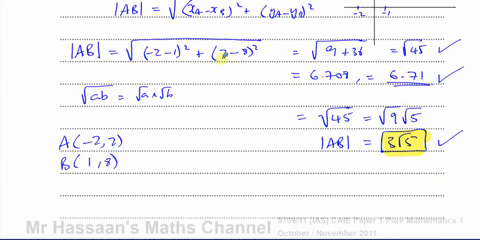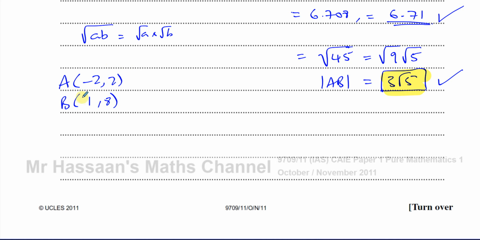So how do you find halfway between 2 points? You add them together and divide by 2. So without having to draw the diagram, you can say the midpoint, we'll call it M, is going to be minus 2 plus 1 divided by 2 for the x coordinate, and for the y coordinate, it's going to be 2 plus 8 divided by 2.